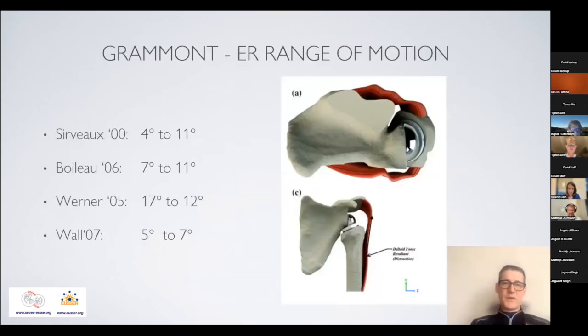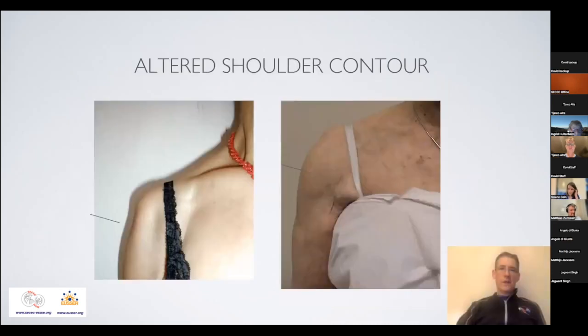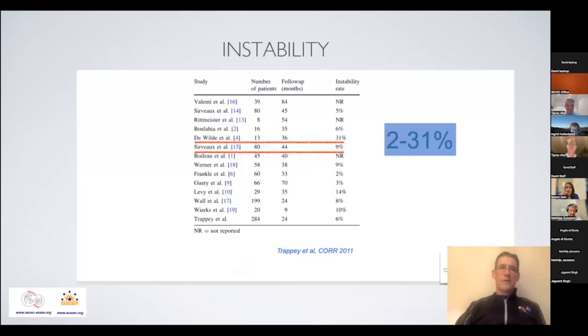Slackness of the posterior rotator cuff can also lead to weakness and loss of external rotation range with a Grammont-style prosthesis. Patients may also find the altered shoulder contour following a Grammont-style prosthesis to be cosmetically unappealing. Another negative aspect of the Grammont-style prosthesis is a relatively high rate of instability.